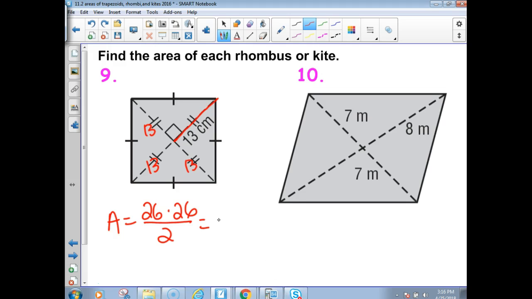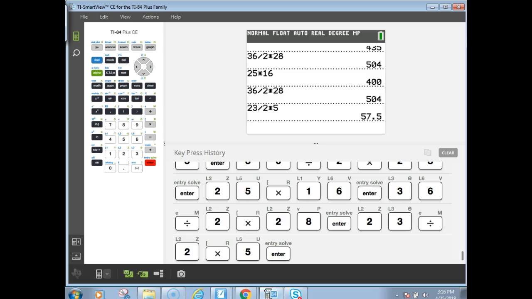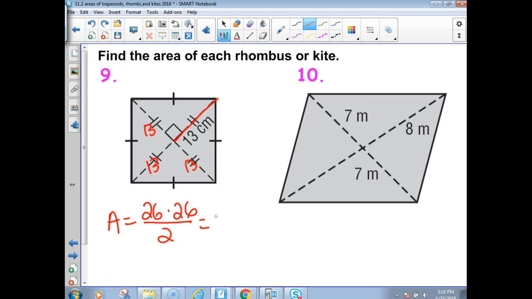I want to make sure you guys are doing it. Okay. It's 39. I think something's missing on that. 338, great. That's a lot better. Thank you so much. 338 square centimeters. All right, to the next one.